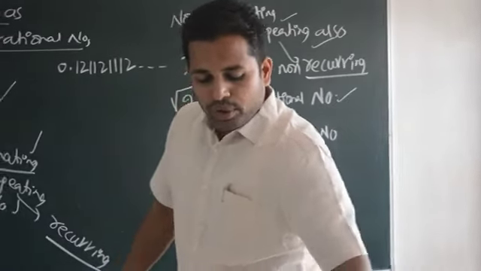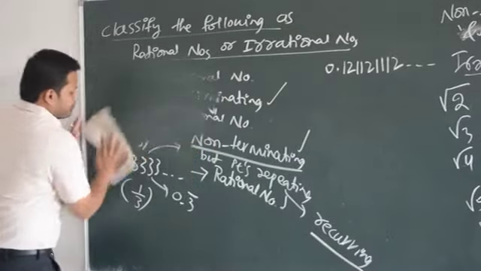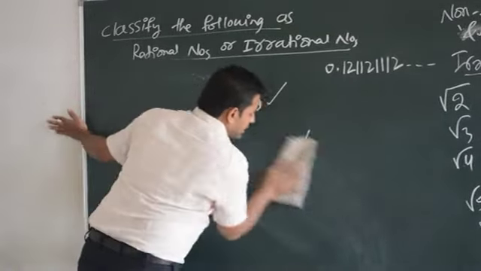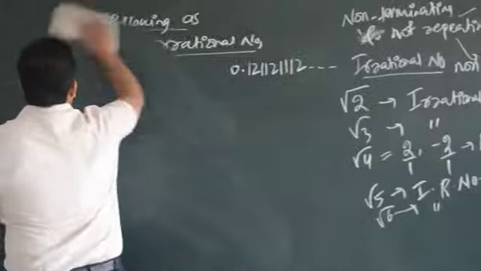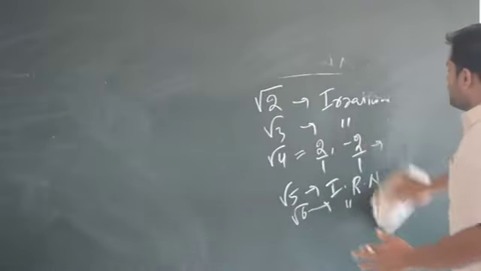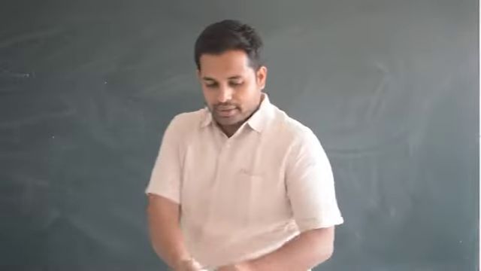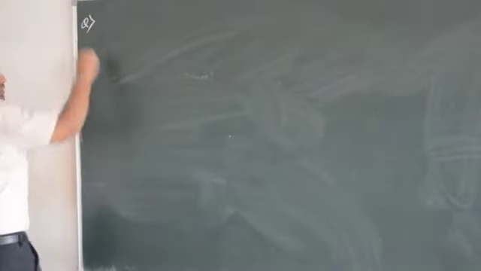Let us jump on to a very important question which I am supposed to discuss in this class. Now, let us try to understand this question. 0.3 bar. What is the meaning of 0.3 bar? 0.33333 is getting repeated. First of all, they are asking you one question.